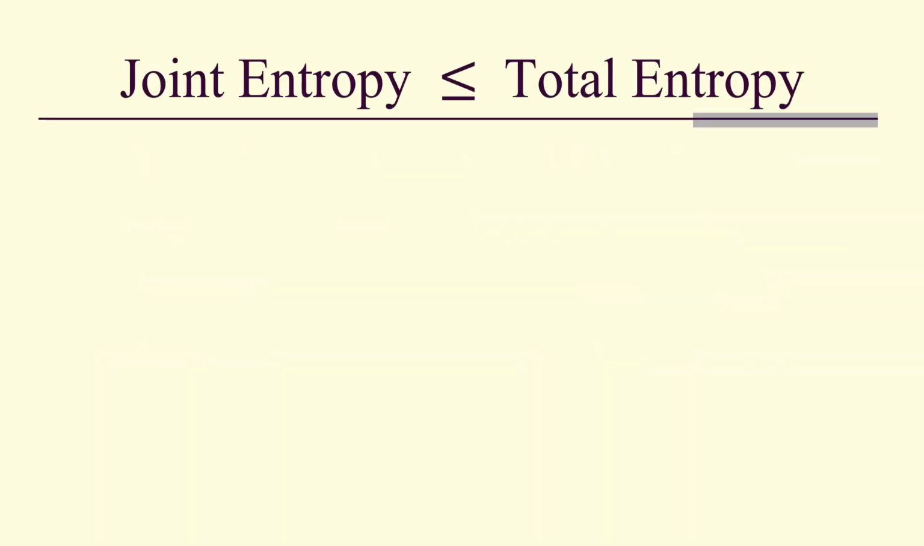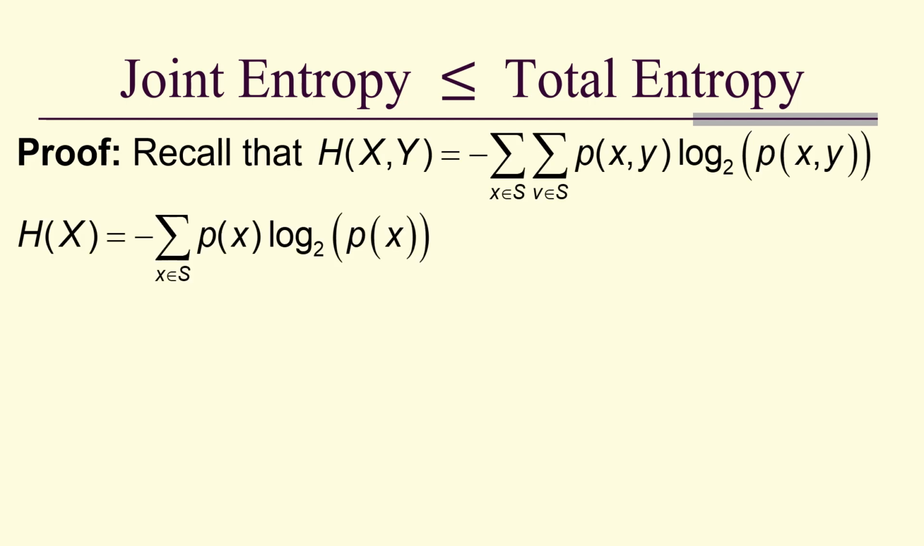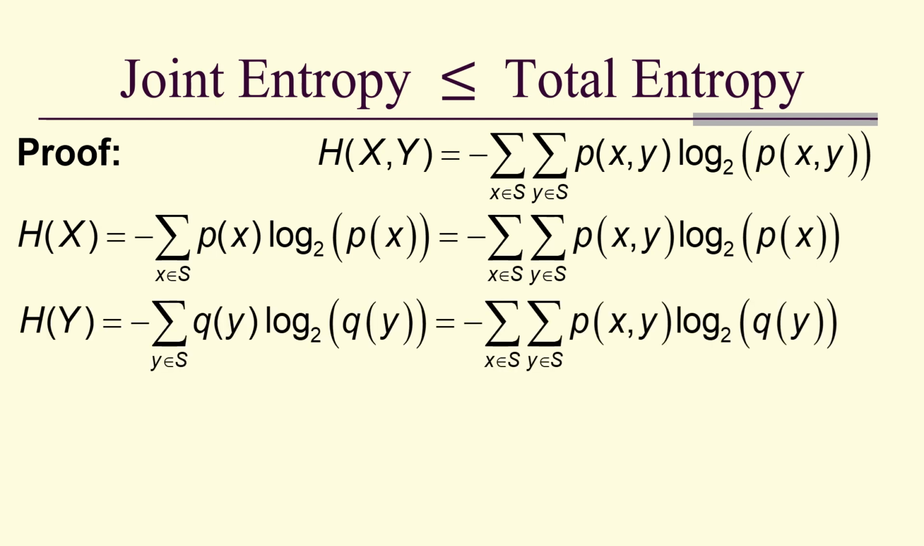So let's prove a theorem that joint entropy is less than or equal to total entropy. Here's our definition of joint entropy. Here's our definition of the entropy of just a variable x, which can be written in terms of the joint entropy in this way. Same thing with the pure entropy of y.